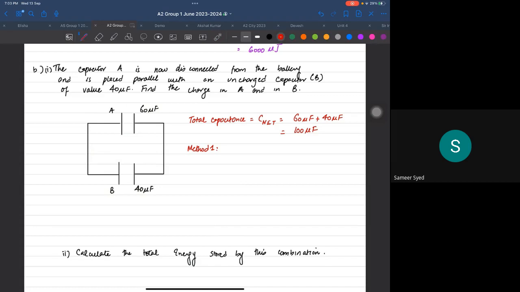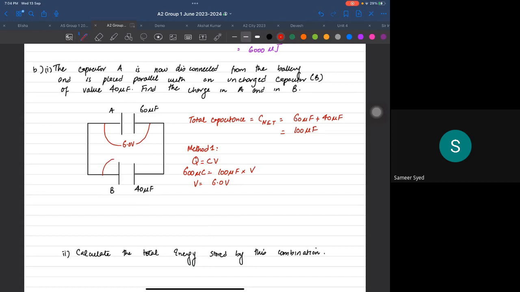So now I'm going to use Q equals CV to determine what will be the voltage across these two, because voltage will be the same, right? So the total charge that there is available is 600 microcoulombs. The total capacitance is 100 microfarads, and we can find the voltage. And then when you do that, it's going to be 600 divided by 100, so it's going to be 6 volts, which means this one will get 6 volts, and this also gets 6 volts.